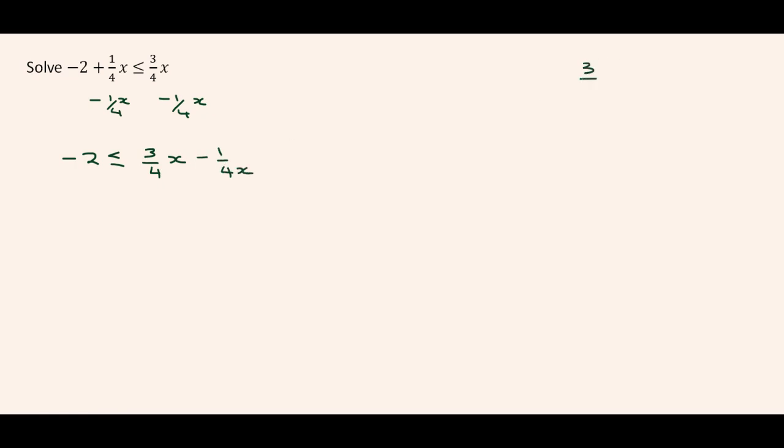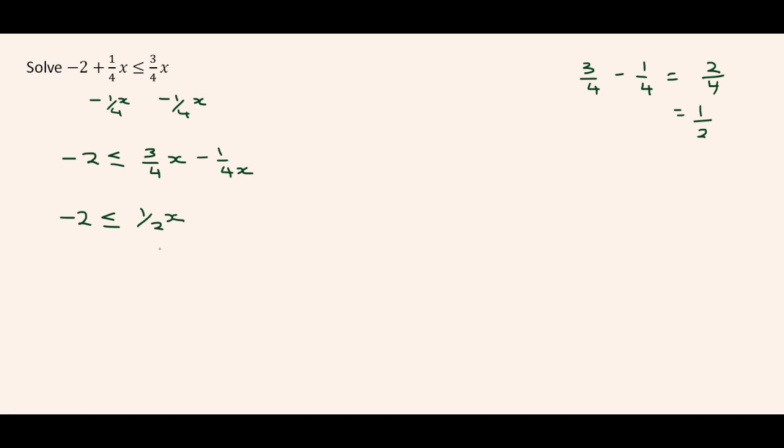So we have 3/4 minus 1/4. We have a common denominator of 4. 3 minus 1 is 2. We can reduce that: 2 divided by 2 is 1, and 4 divided by 2 is 2. So -2 ≤ 1/2 x.